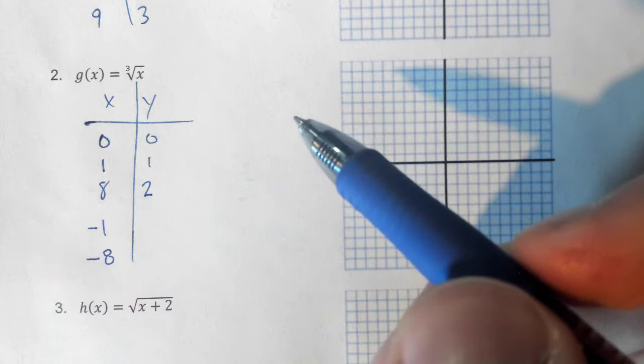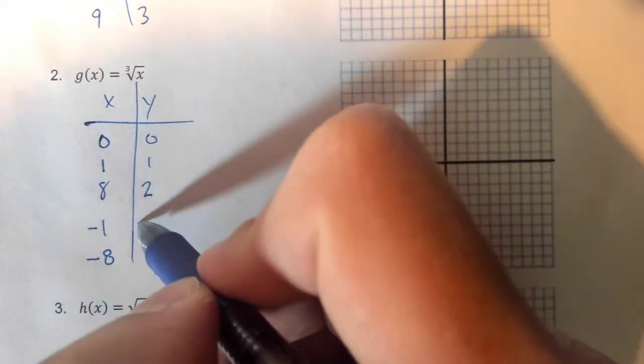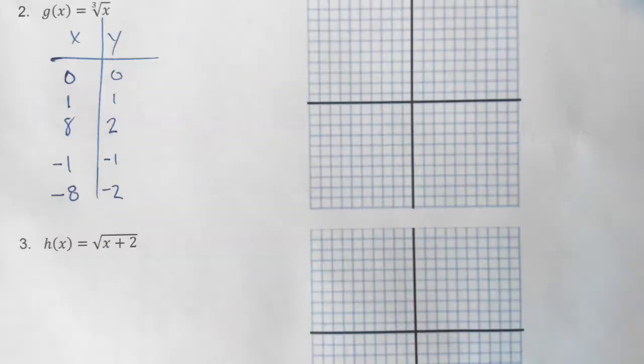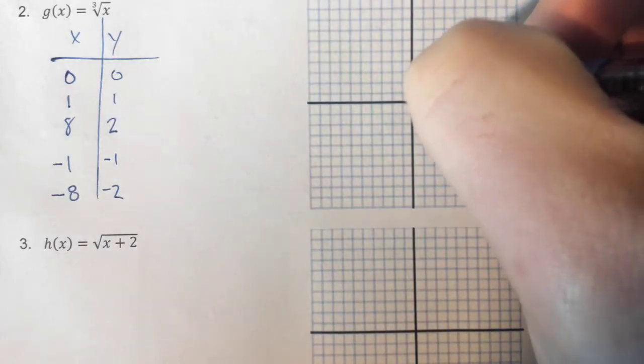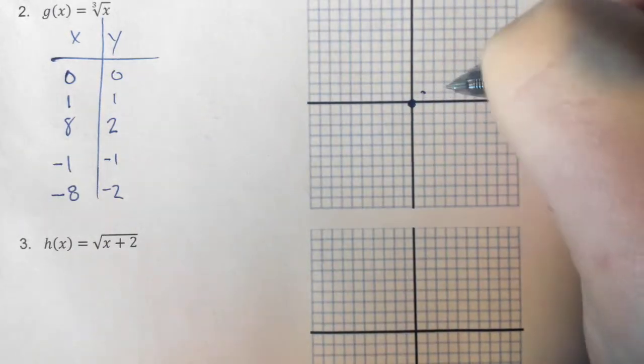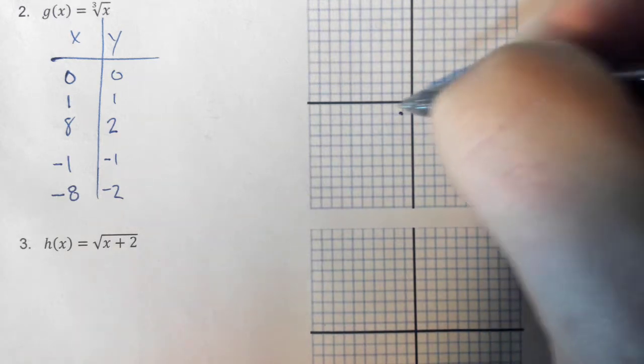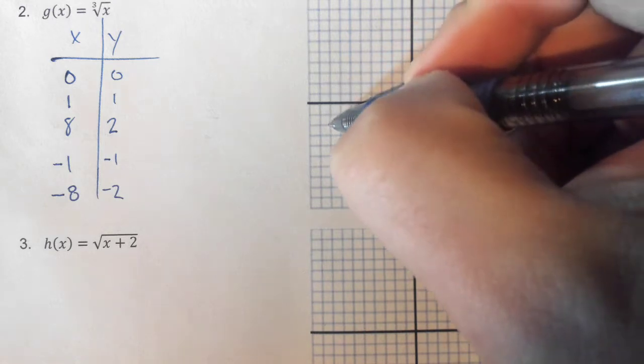We already kind of discussed it. It is 2 because 2 times 2 is 4, times 2 is 8. Cube root of negative 1 would be negative 1, and the cube root of negative 8 would be negative 2. So we'll plot those 5 points: 0, 0 right there at the origin, 1, 1, 8, 2, negative 1, negative 1, and negative 8, negative 2.